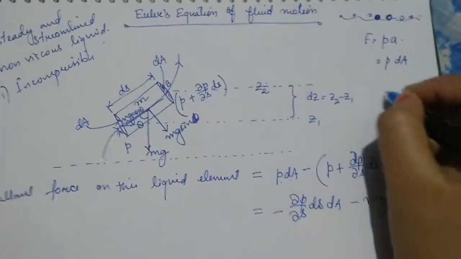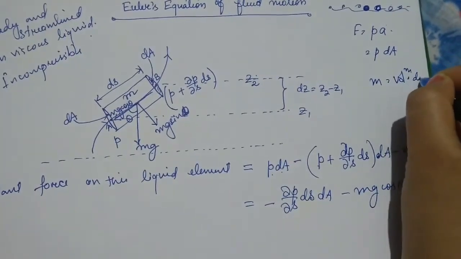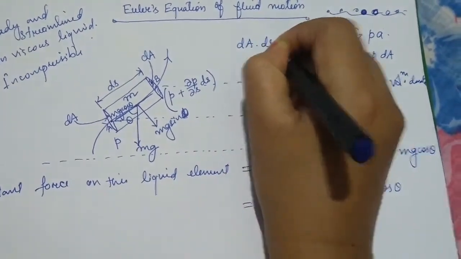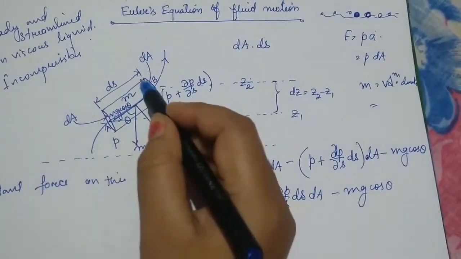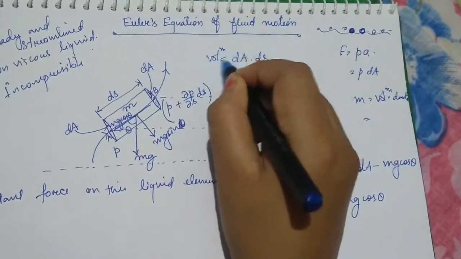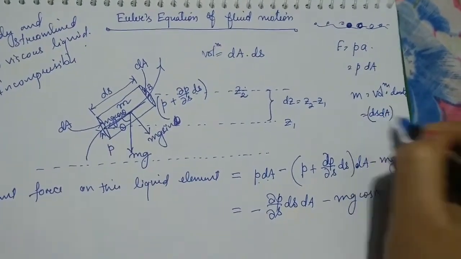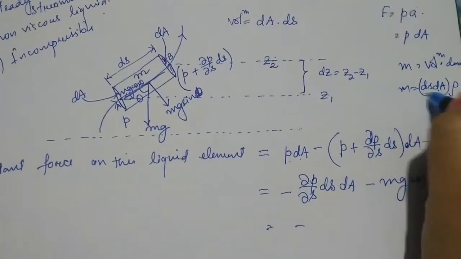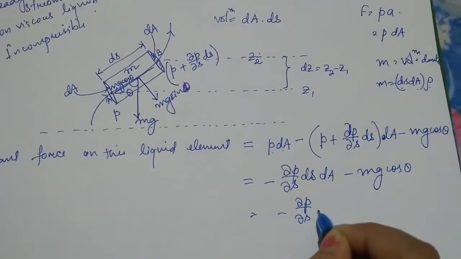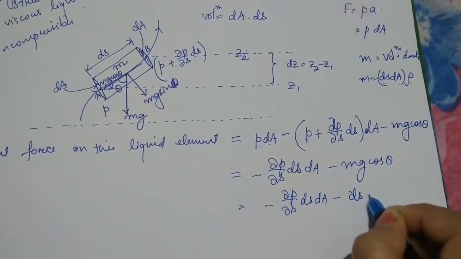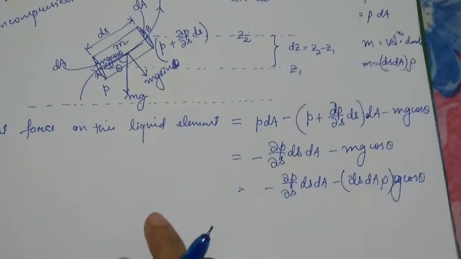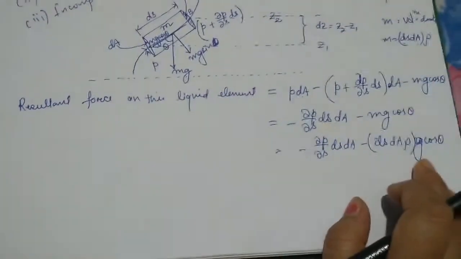Now another thing I want to talk about is this m. Mass is nothing but volume into density. This particular cylinder has a volume of dA into ds, the length of the tube into the area of cross section. So ds dA is the volume, and density is rho. I will replace m by ds dA into rho. So we have ∂P/∂S ds dA minus ds dA rho g cos theta. This is the resultant force acting on this particular liquid element.